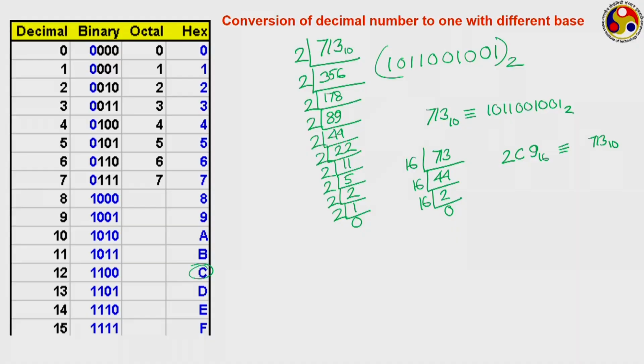Because look at this, the base for the binary system is 2. What is the base for the octal system? That is 8, that means 2 cube. What is the base for the hexadecimal system? 16, which is 2 to the power 4. We can take the advantage of this one.